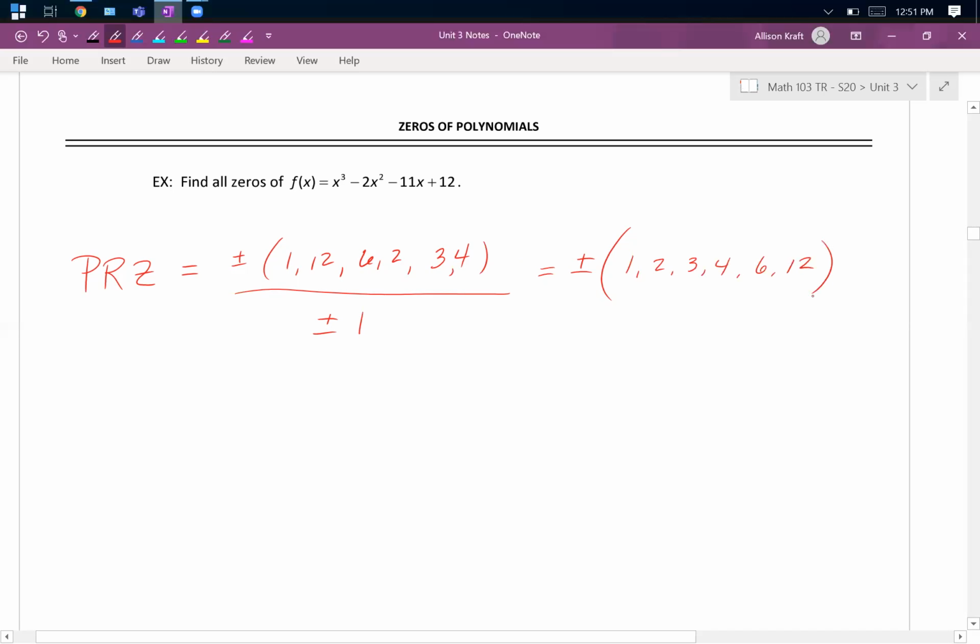You do not have to put that in increasing order. I just put it in increasing order usually at the end because when I'm trying to choose which numbers to pick, sometimes it helps me as an individual to have them in increasing order. I feel like I could see better. Questions on getting our list of possible rational zeros?